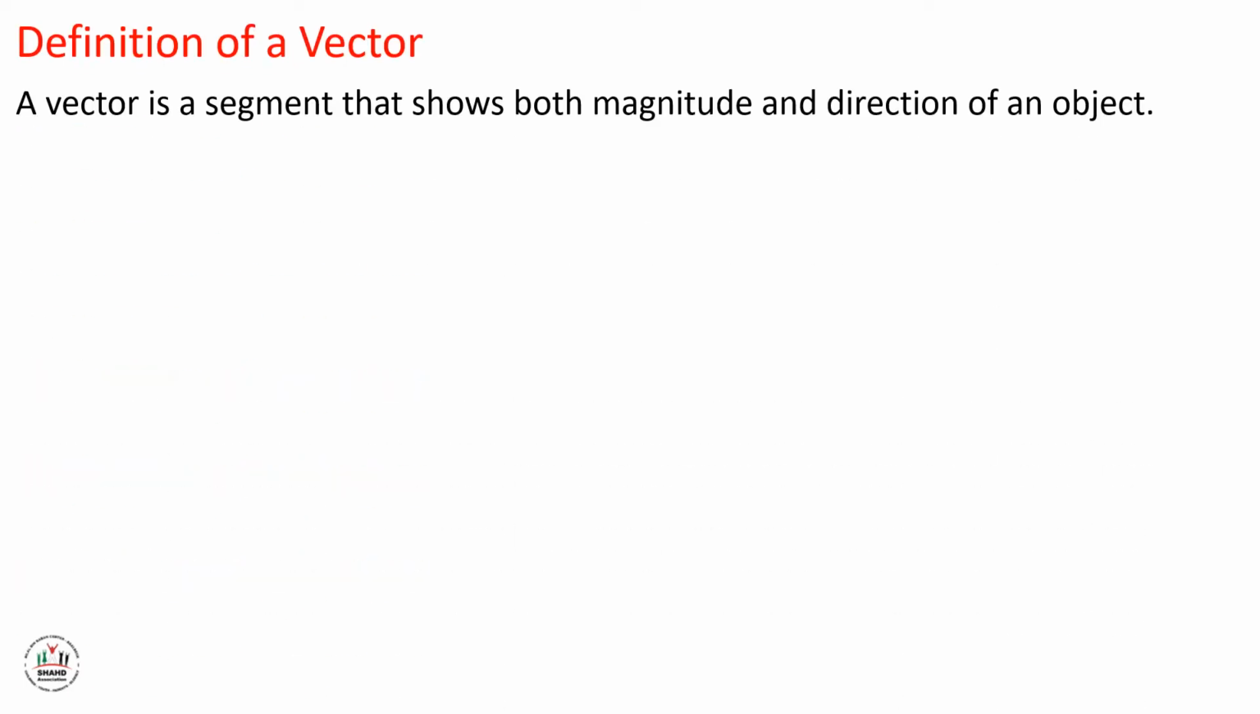Definition of a vector. A vector is a segment that shows both magnitude and direction of an object, or the force of this object. As we have seen in the Engage and Explore section, there were two cars moving with the same speed but in opposite direction. So if we need to represent the direction of these cars, we need a vector quantity because the scalar quantity only shows us the speed of these cars, but it never tells us to where these cars are moving. And this is the main difference between vector and scalar quantity.